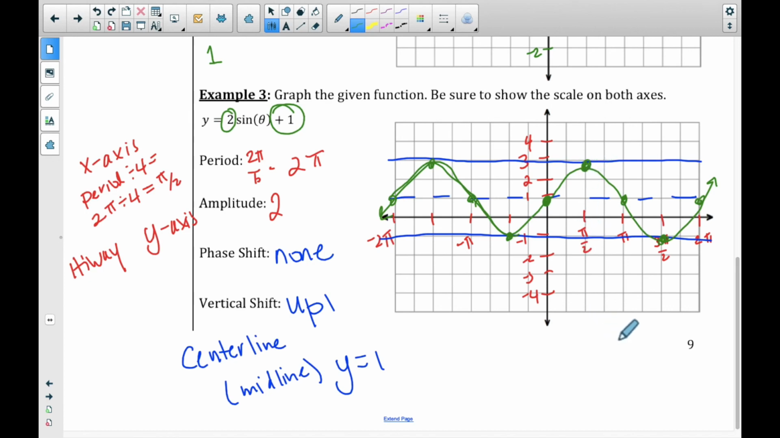Okay, let's see if we have time for one more graph. I'm not sure if we do. We're going to try to put that other graph on this video. If it doesn't fit on this video, we'll just have to put it on the next video.